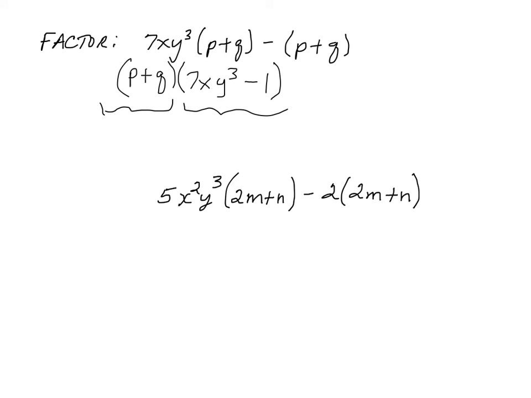Okay, now look at the next one. What do they have in common? Each term has a 2m plus n. So let's factor it out. Once we factor it out, we have 5x squared y cubed minus 2.